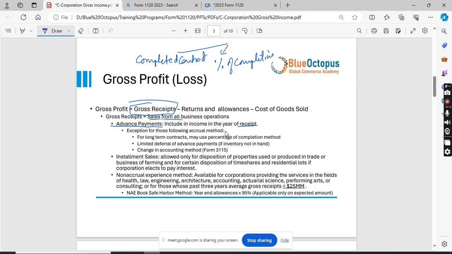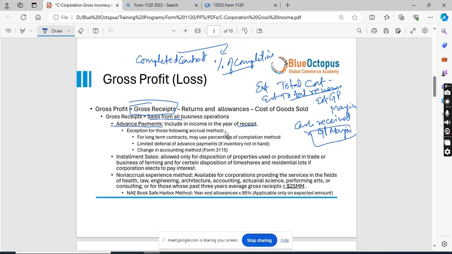However, under the percentage of completion method, what you do is, year by year you estimate the total cost that might be there and the total revenue that might be there, and on the basis of that you estimate the gross profit margin, and whatever cash you have received from the client for that particular year, you multiply it with the gross profit margin.